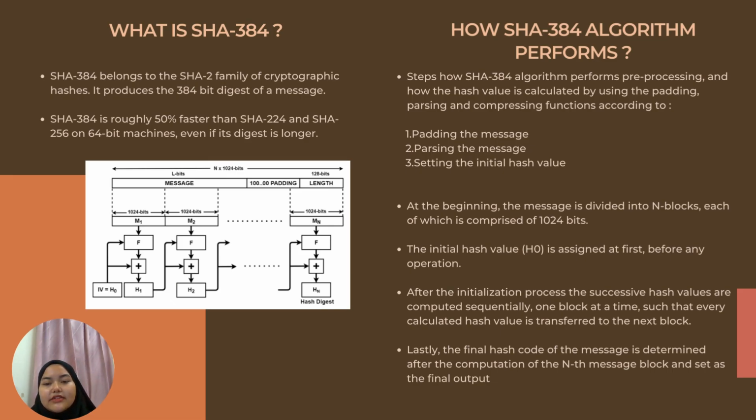The initial hash value, H0, is assigned at first before any operation. After the initialization process, the successive hash values are computed sequentially, one block at a time, such that every calculated hash value is transferred to the next block. Lastly, the final hash code of the message is determined after the computation of the end message block and set as the final output.